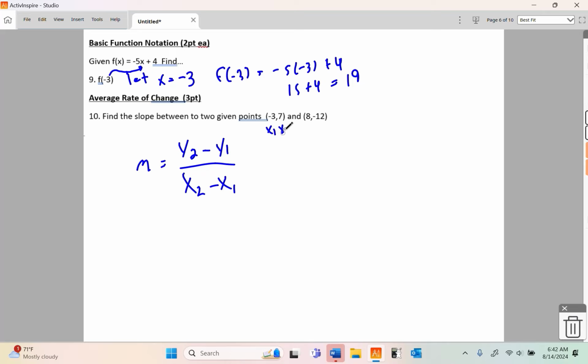Now we get our x1 and our y1 here, and we get our x2 and our y2 here, and we just plug some stuff in. Negative 12 minus 7 would be sitting pretty over 8 minus a negative 3.